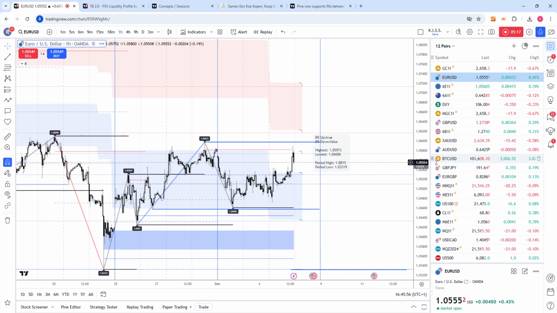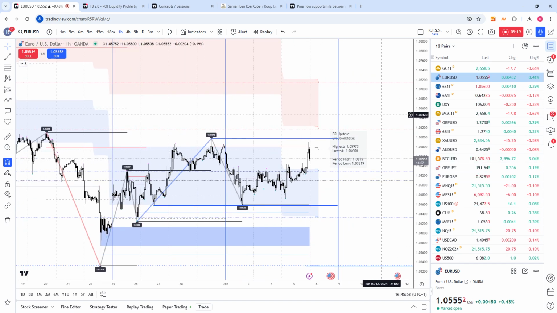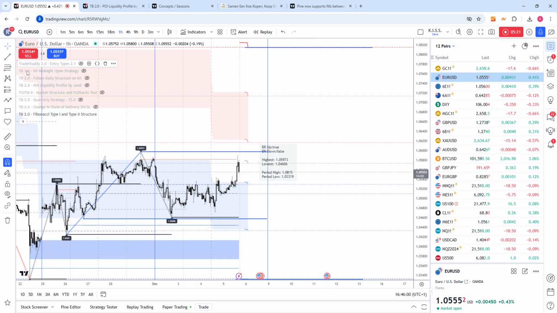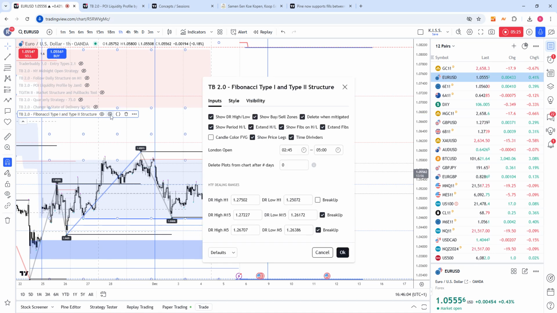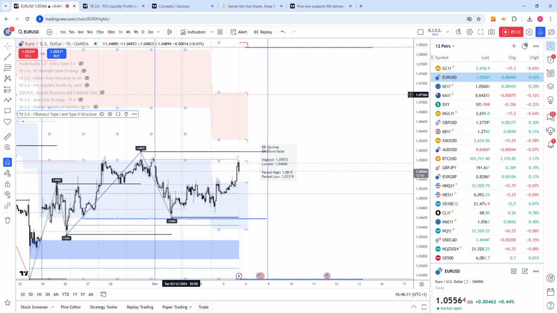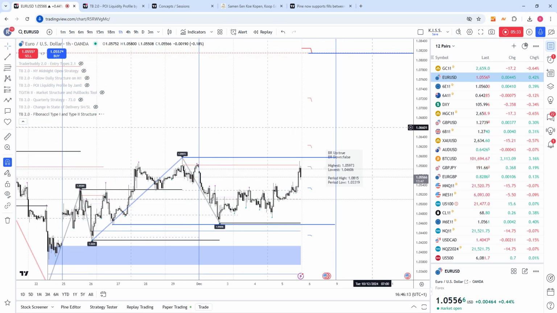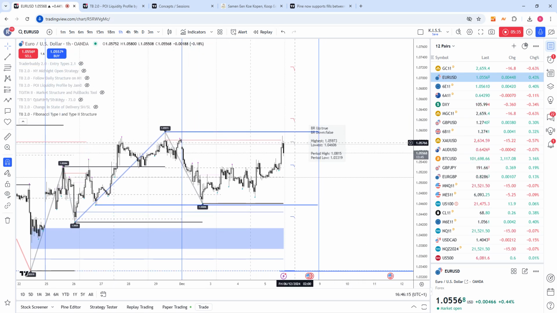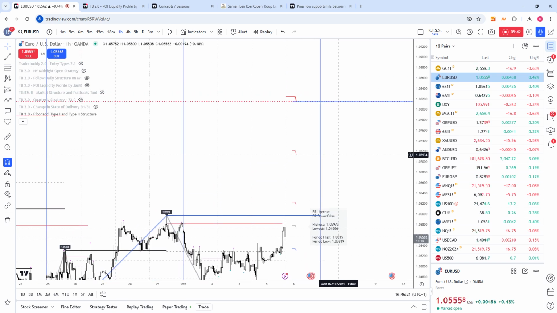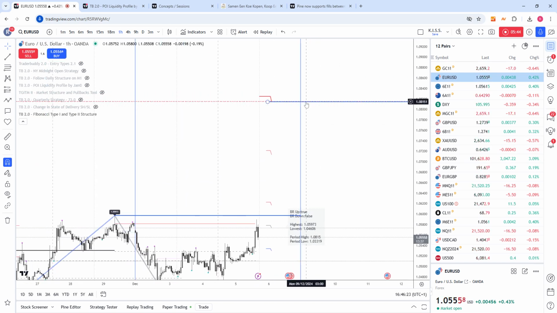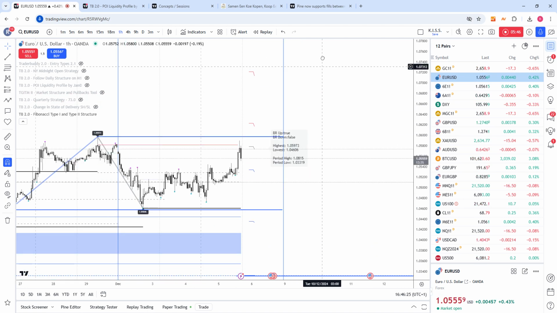Do I mark this with numbers? No. But if you put on extend the fibs, then you see it with the background. And if you do not take the background, you know these levels. This is the 50%. This is the 59. This is the 79. And we do not mark off the 88.6.